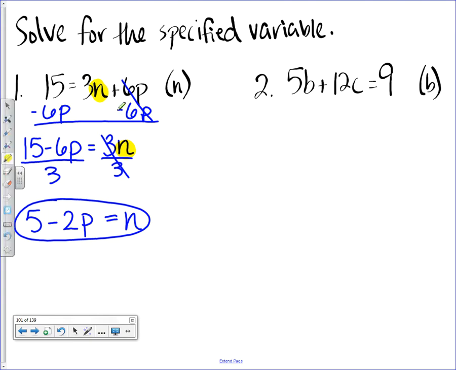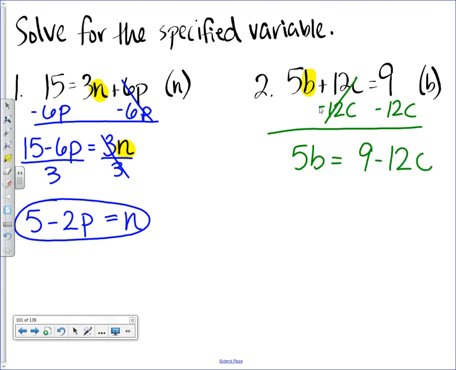If I take a look at number 2 over here, I've got b's and c's. Over in parentheses, you see the b, so I want to isolate that b. If I'm going to isolate the b, I want to get rid of this 12c, and I want to move it over to that side. Well, it's a positive 12c, so in order to move it, I'm going to subtract it over. 5b is equal to 9 minus 12c. The c cannot go with the 9 because the 9 does not have a c on it. Now in order for me to solve for b, to isolate it, I have to divide by 5.